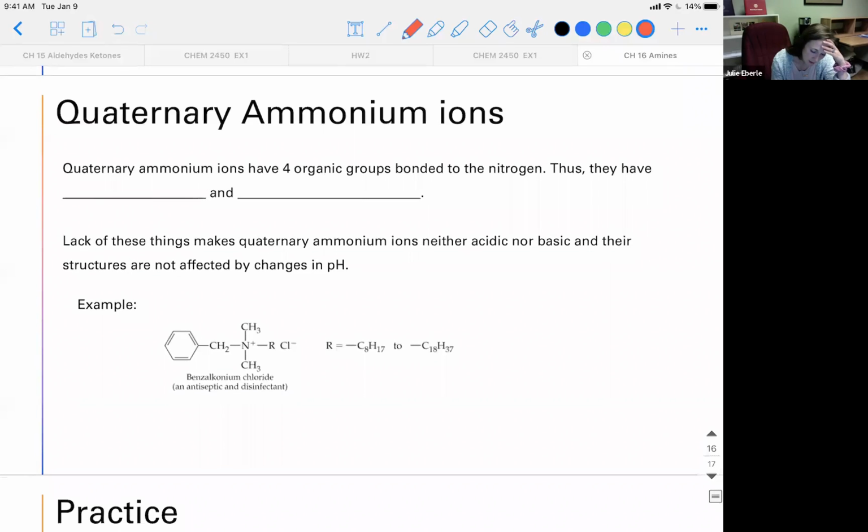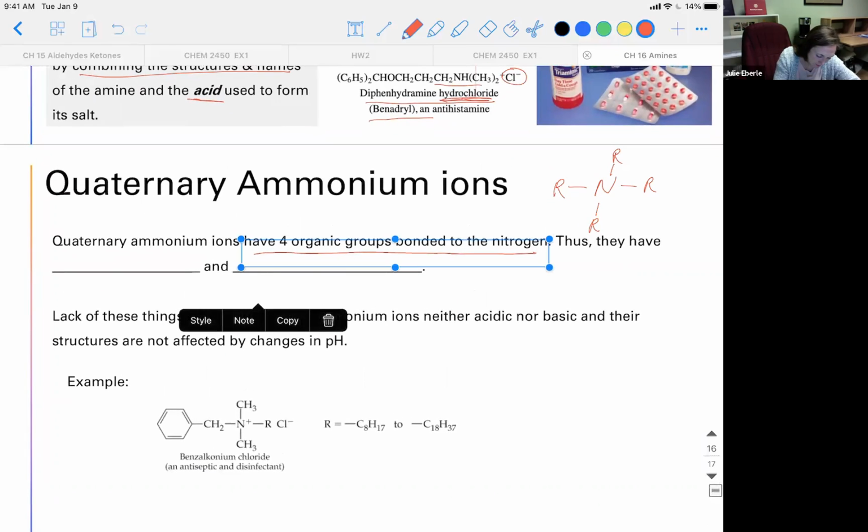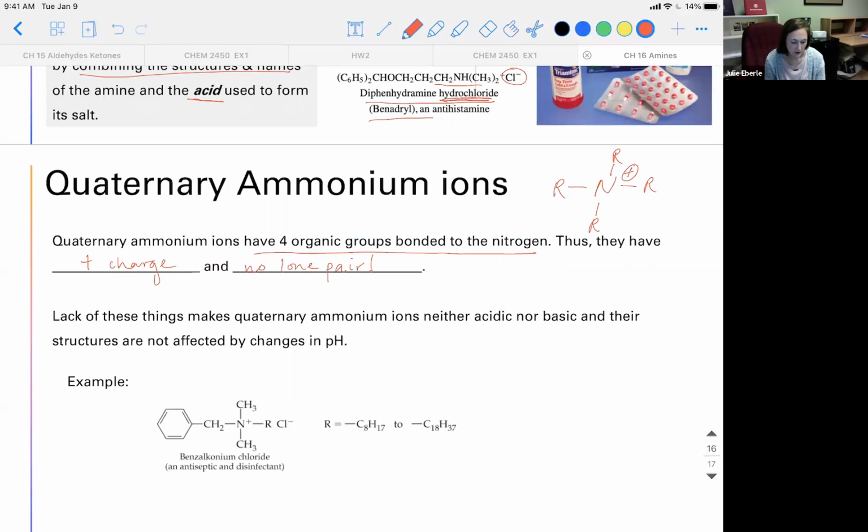Okay, quaternary ammonium ions. So this is the last thing here. Again, these ions have 4 organic groups bonded to nitrogen. So there is no hydrogen on this nitrogen. You've got a nitrogen with all R groups, all carbon, some kind of alkyl groups, so they could be aryl groups as well. Thus, they have, I'm just going to be lazy, plus charge. And they have no lone pair.